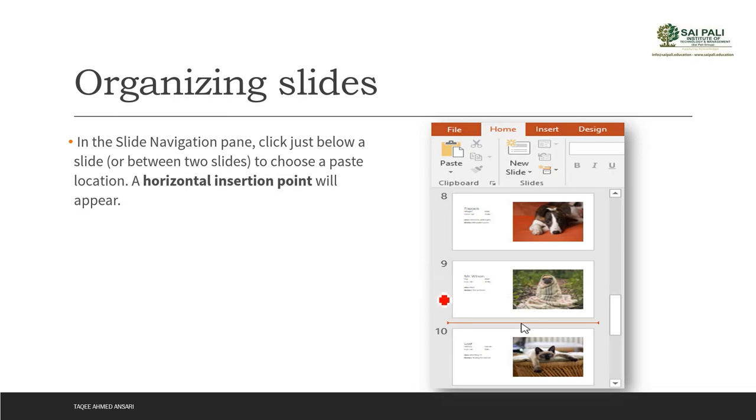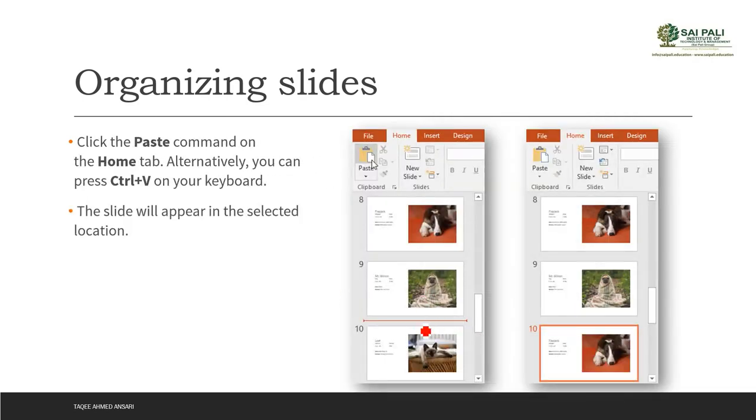For pasting, suppose I want to paste this slide between 9 and 10. Then I have to select 9, and then I press this paste command or Ctrl V. Or I can click on the middle line of the two slides. If you click in the middle of these two slides, you will see this line highlight. And then you can paste it there, and it will be pasted in between those two slides. You can even use this Ctrl V shortcut.